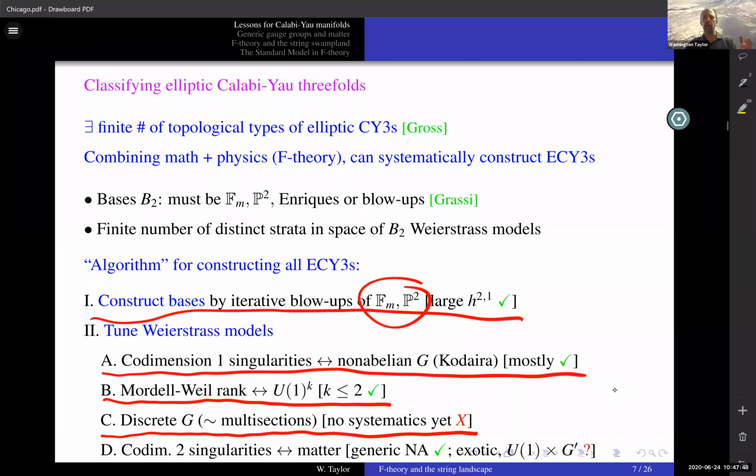And then matter, we understand sort of generic matter. There are some slightly exotic kinds of matter that we don't understand so well. So we have a pretty big picture of how to get at most of these Calabi-Yaus, but there are some corners where we're not totally clear on how to proceed.